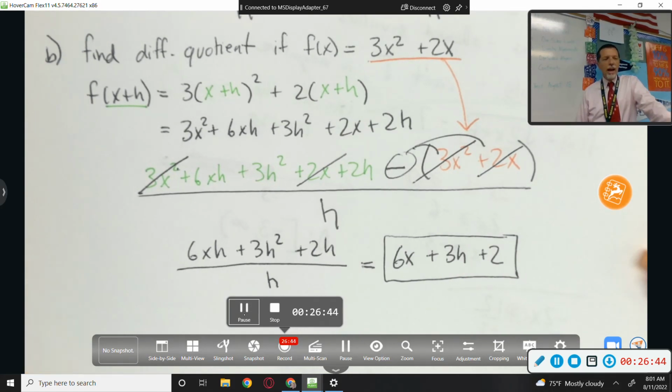So I'd say the only thing new today is the difference quotient. We give you what it is. Your job is to be super careful with the algebra from there on.